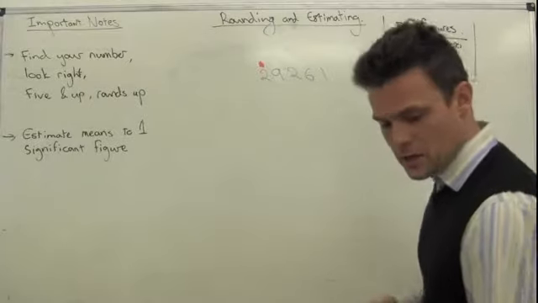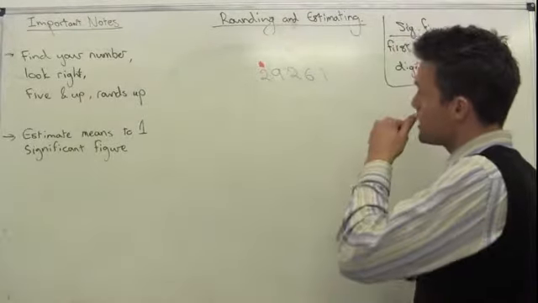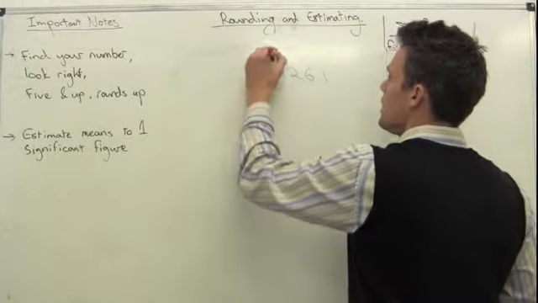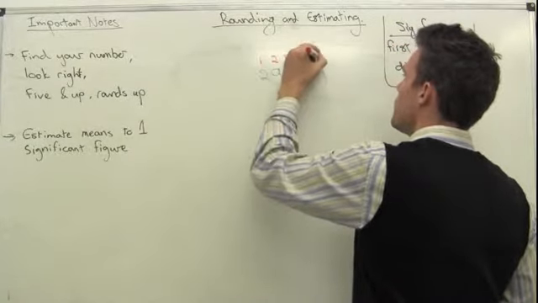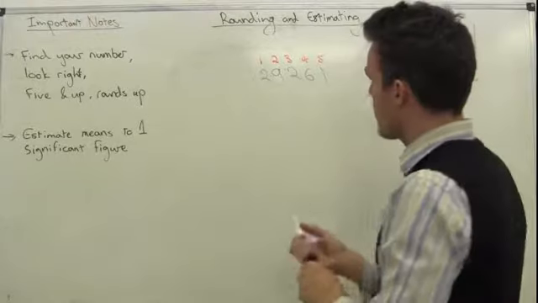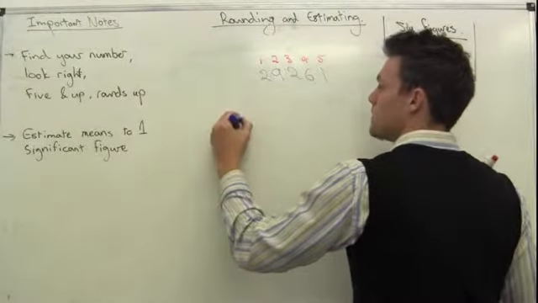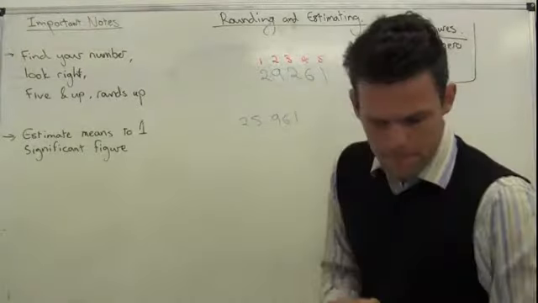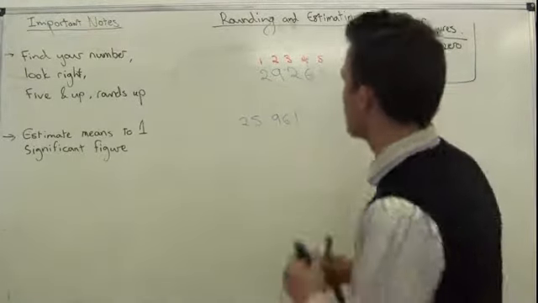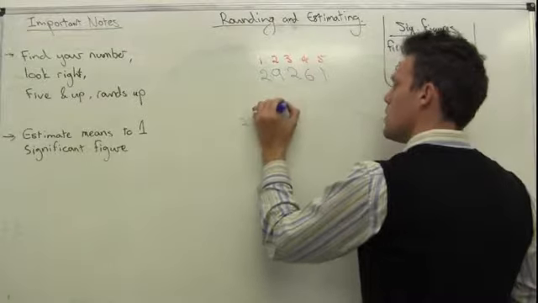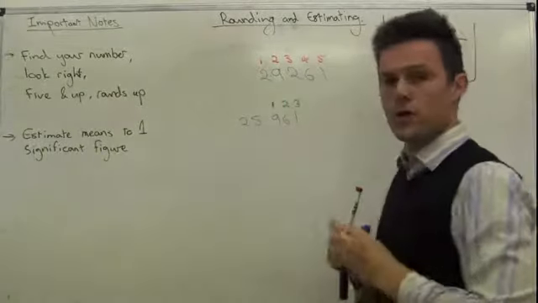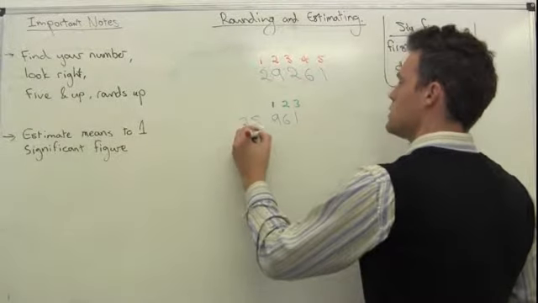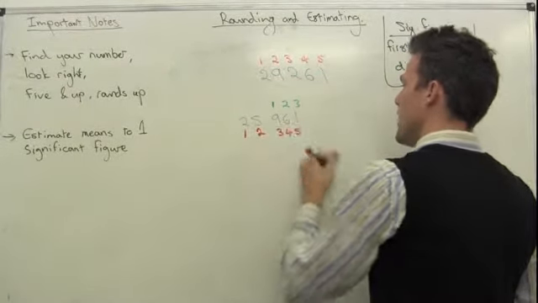So if I were to start counting and numbering, just like I did with the decimal rounding, this would be my first significant figure, my second, my third, my fourth, and my fifth. If I throw in some decimals to a different number, let's say 25.961, my decimal counting, if I put that in green, this is my first decimal place, my second, and my third. But in terms of my significant figures, there's my first, my second, my third, my fourth, and my fifth.